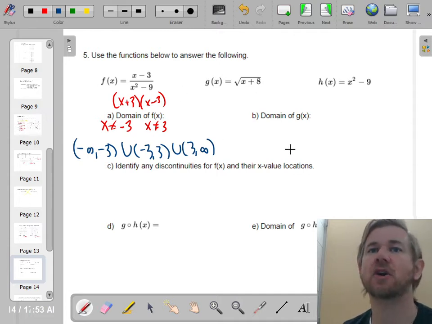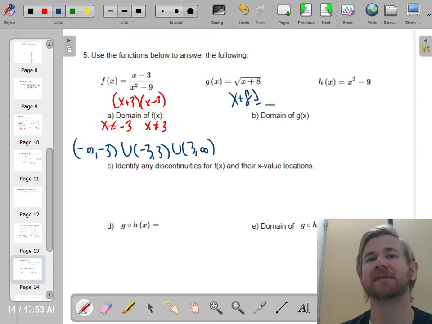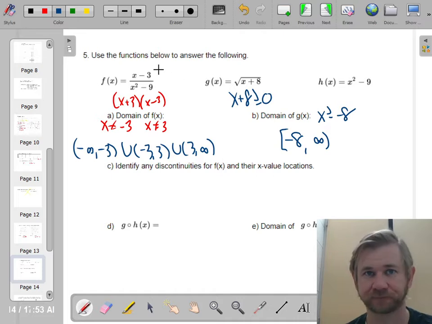Okay. Now let's do domain of g of x. So g of x is a radical, which means x plus 8 has to be non-negative, which means x has to be greater than or equal to negative 8. That would be negative 8 to infinity, and that would be a bracket because it's a closed circle. You can plug in negative 8. You can take the square root of 0.